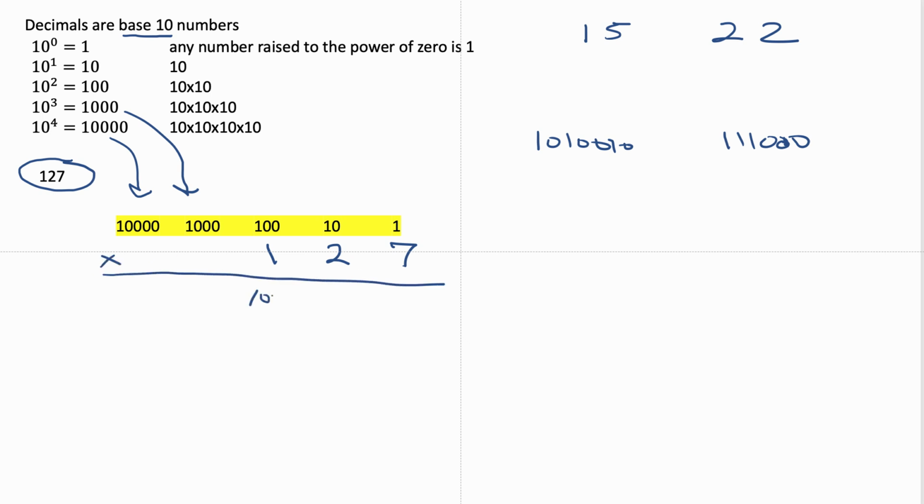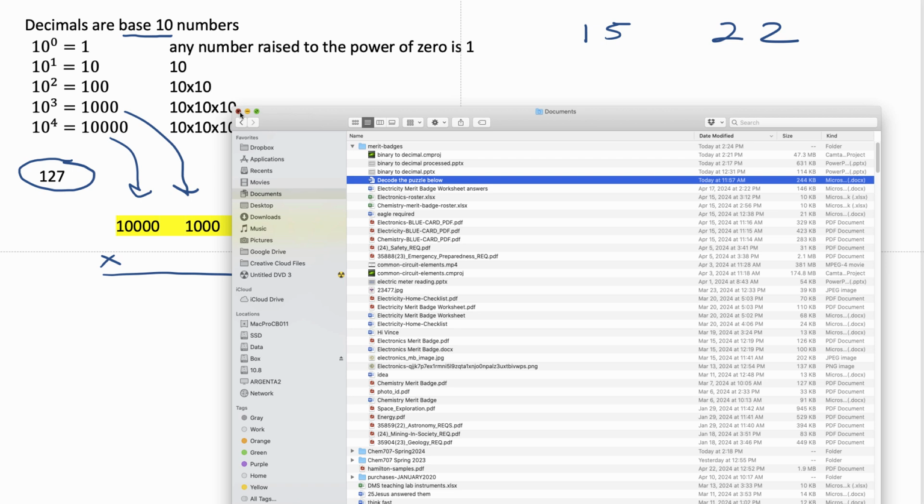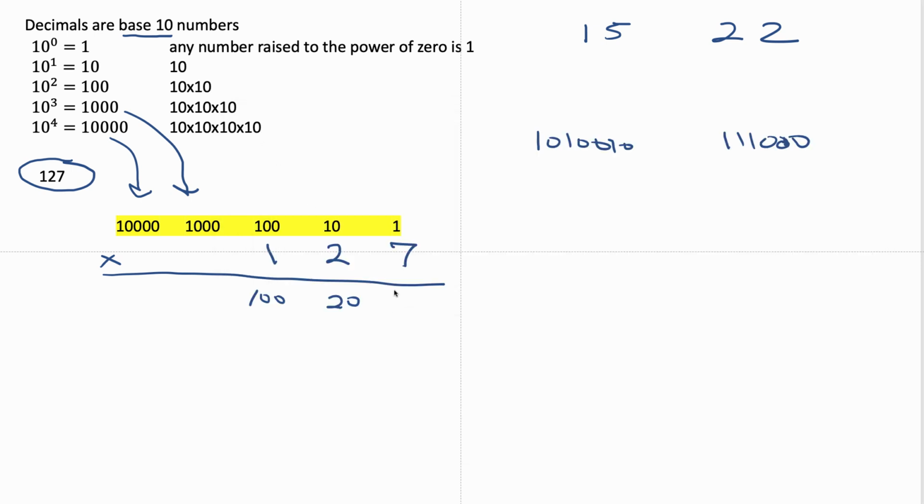So we have 100, 20, and 7. And we just add that together. So 100 plus 20 plus 7 is going to equal 127. So that's really what we mean by powers of 10. Because again, this is the ones, this is the tens, and this is the hundreds position.